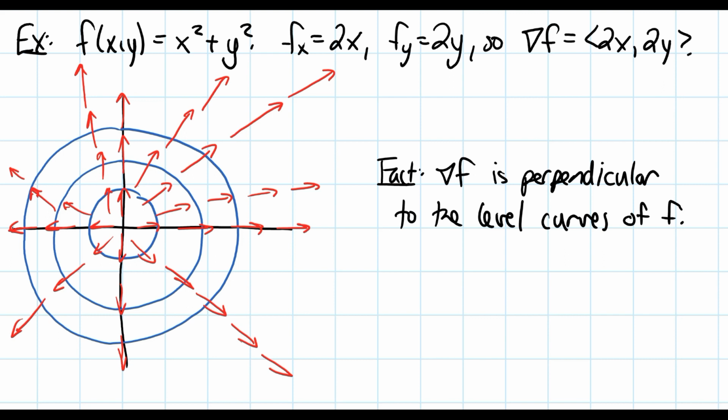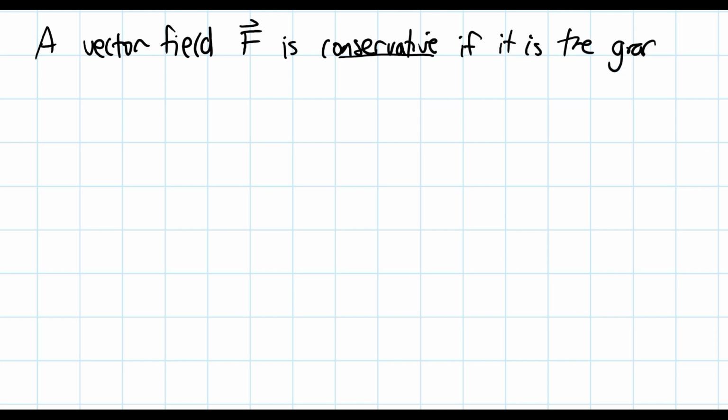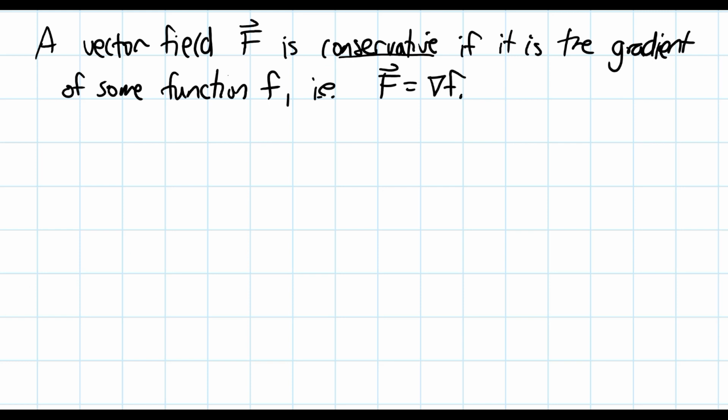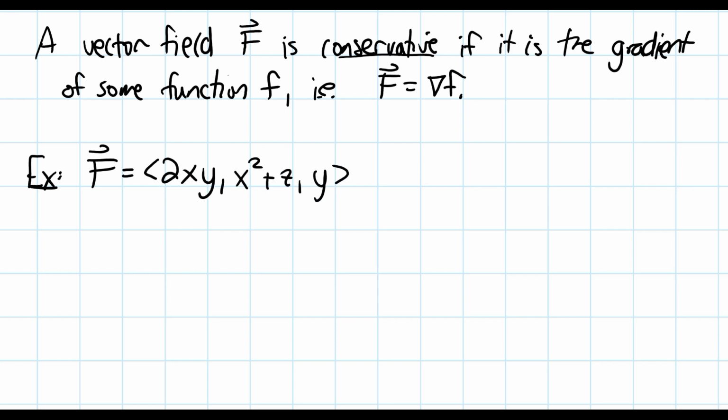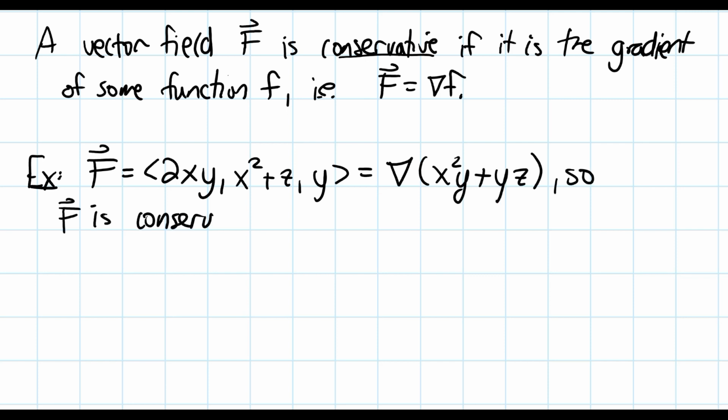Not every vector field is the gradient of a function. The ones that are have a special name. We say a vector field capital F is conservative if it is the gradient of some scalar function. In other words, F = ∇f. For example, F = ⟨2xy, x² + z, y⟩ is the gradient of the function f = x²y + yz. So F is conservative.